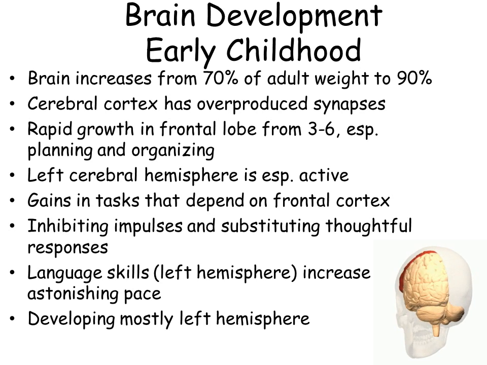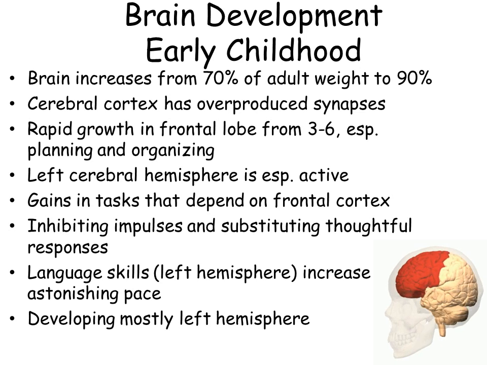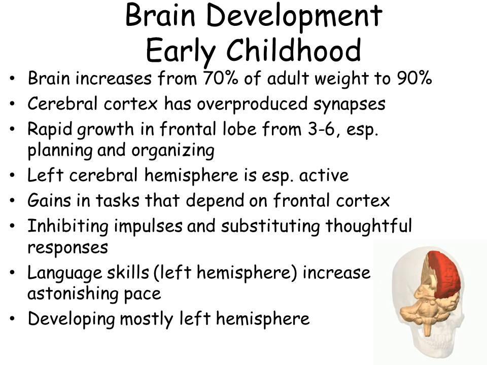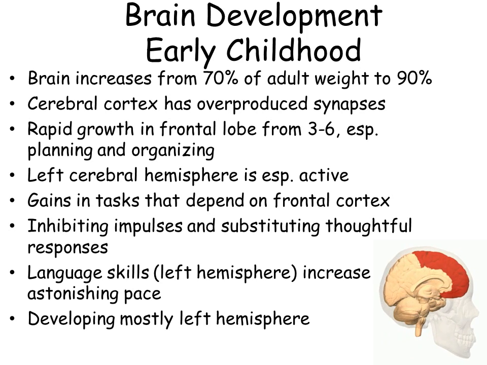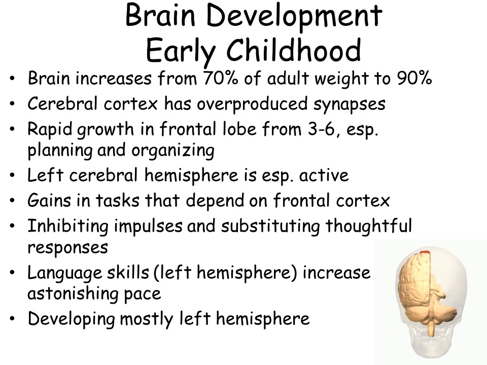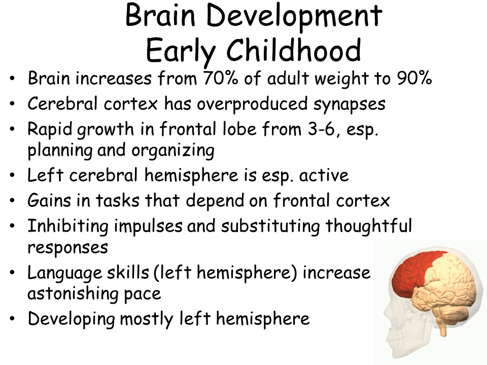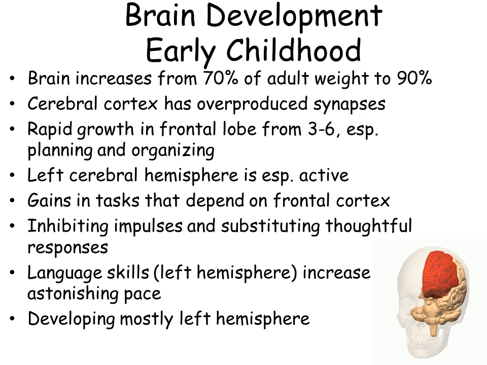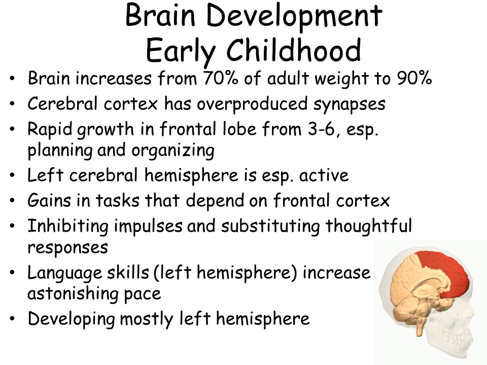Okay, so early childhood, 2 to 6, what's going on in the brain? The brain increases from 70% of adult weight to 90% of adult weight. The cerebral cortex has overproduced synapses. Rapid growth in the frontal lobe from 3 to 6, and especially with planning and organizing. And you'll see this if you sit down with a 3-year-old and a 6-year-old. The 6-year-old will be better at planning and organizing things, and the 3-year-old is probably still doing whatever they want with no planning, sorting by color or by whatever system they have.